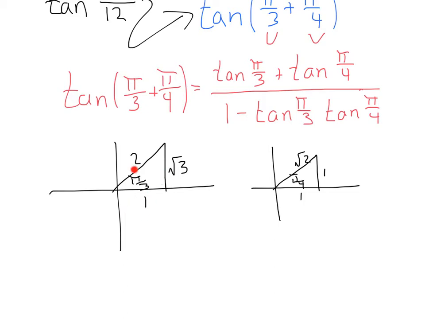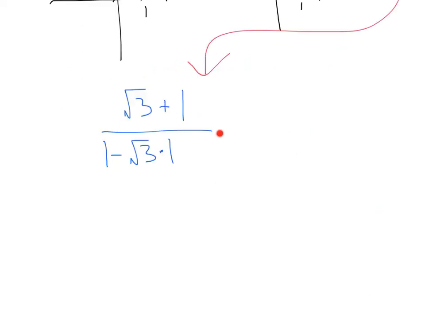It looks like it's a 1, 2, root 3 triangle and a 1, 1, root 2 triangle. Now I'm just going to take these one by one and replace them with their values based on our special triangles. Let's do that all down here. That's going to be root 3 plus 1 over 1 minus root 3 times 1. Let's simplify that further. Root 3 plus 1 over 1 minus root 3.